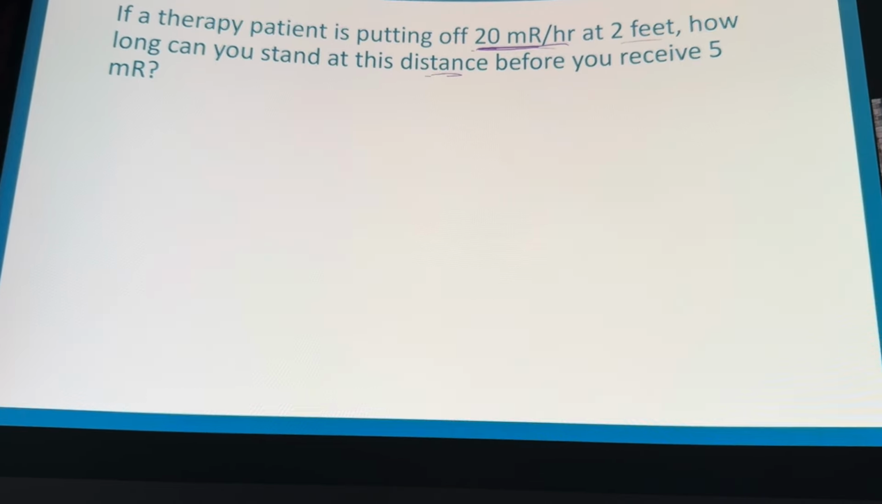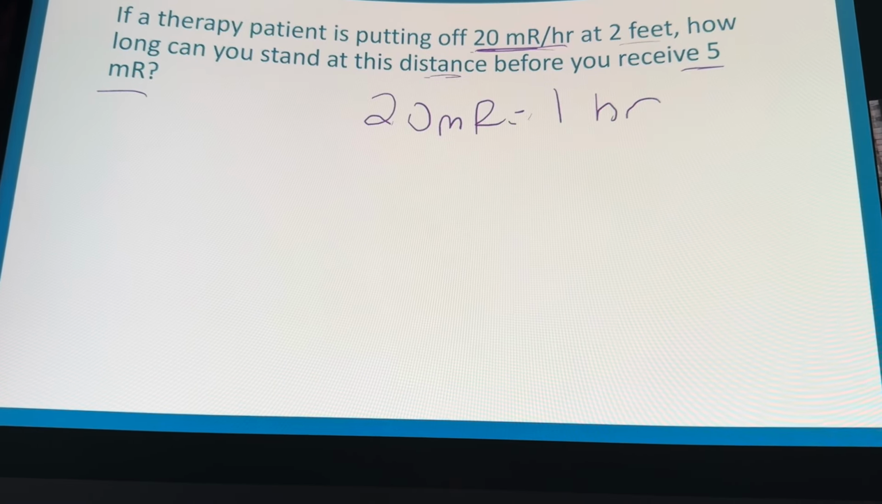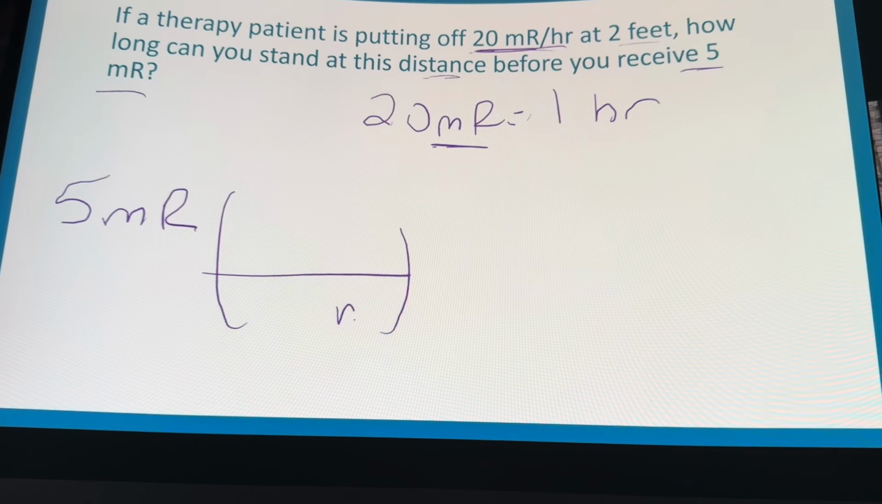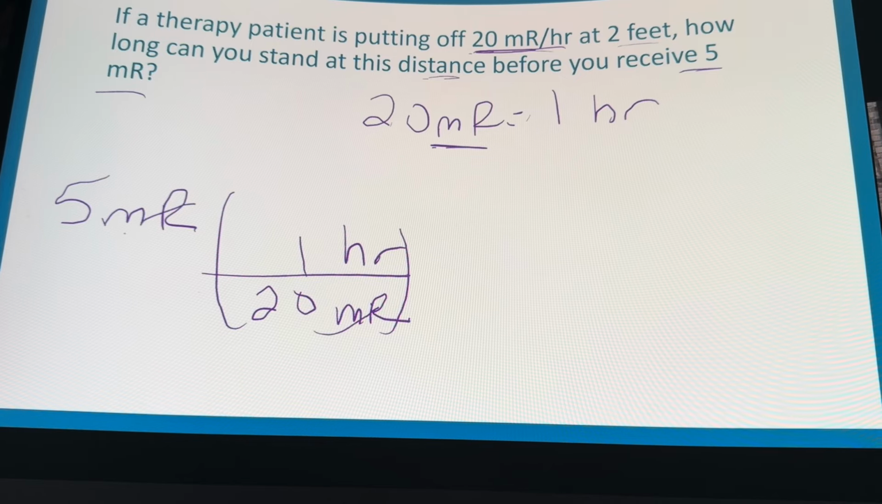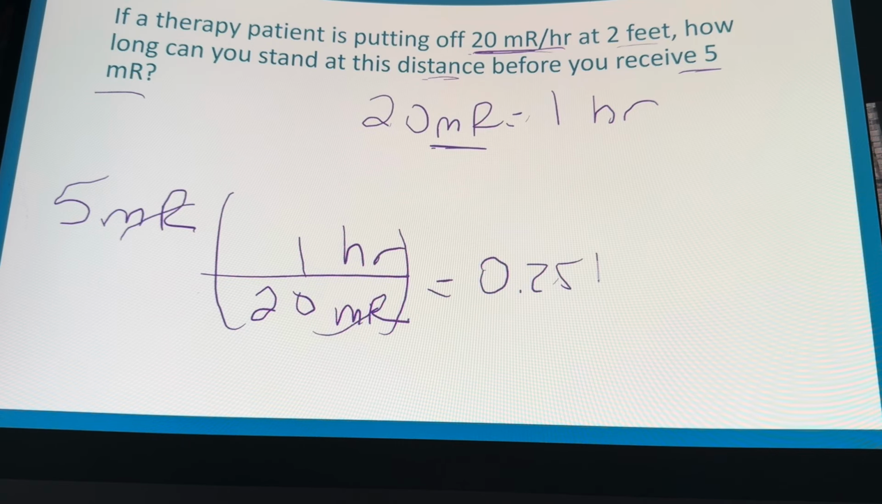20 MR per hour, how long can you stand there before you get 5 MR? Conversion, 20 MR equals 1 hour. Now I start with 5 MR, I'm at MR, I'm at my conversion, but now MR goes on the bottom, hour on the top. 20 goes down here, MR cancels, I'm at 0.25 hours.